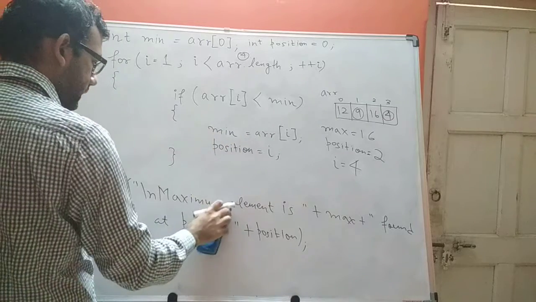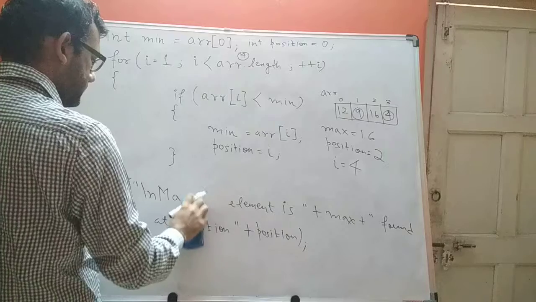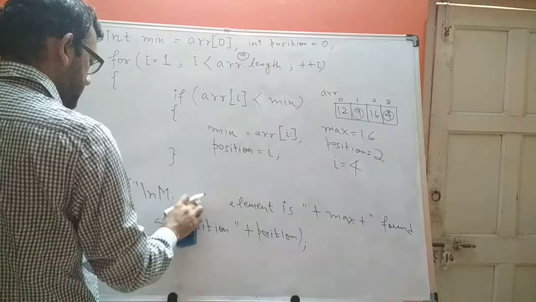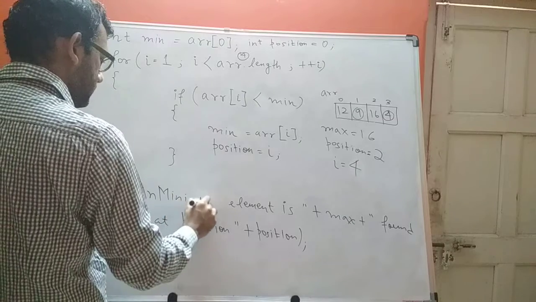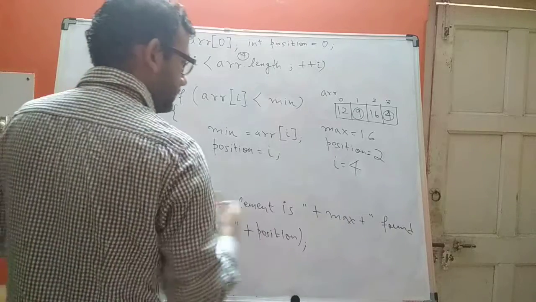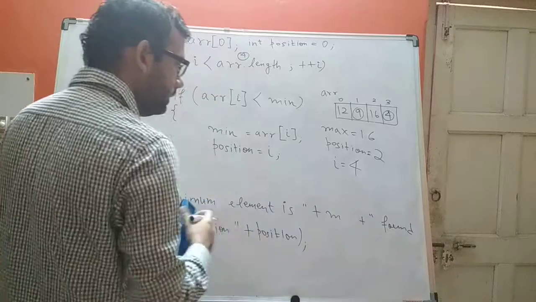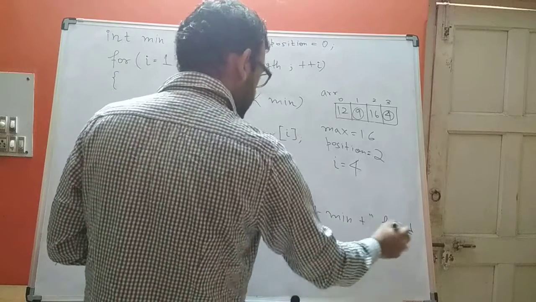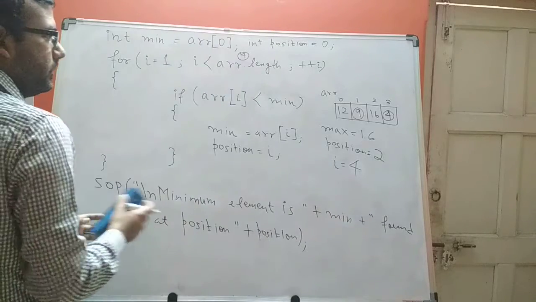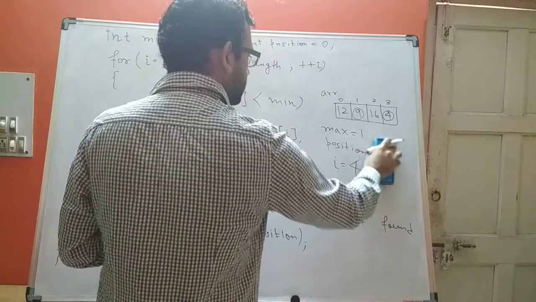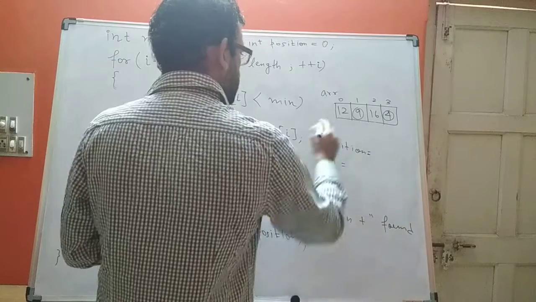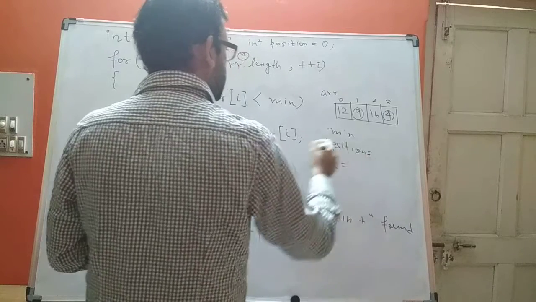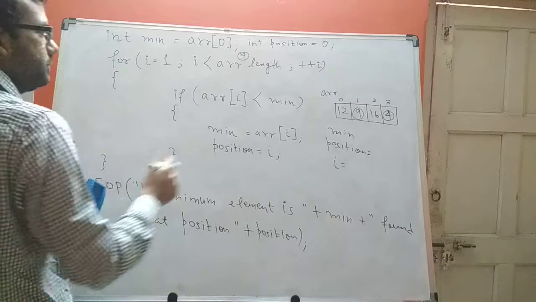And then here I'll print minimum element is, what is it? It's min. Minimum element is min found at position this. Okay, now let's do a dry run again. So instead of max I have min. Now let's see how things work.